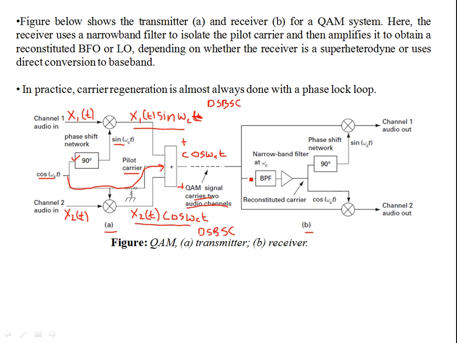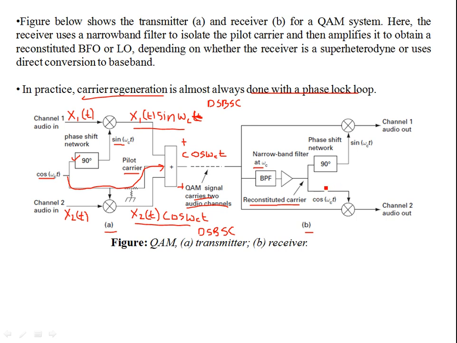At the reception end, first of all, you look at the bandpass filter. It's a very narrow bandpass filter centered at omega c. What it does is reconstitute the carrier of exact phase and frequency. In practice, this carrier regeneration is almost always done with a phase lock loop. Just to avoid any phase errors in the reconstruction, you use a PLL.